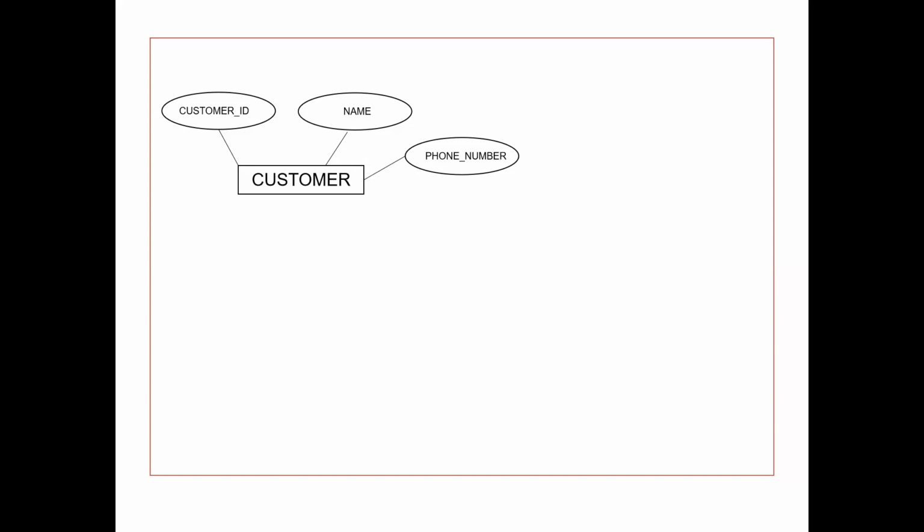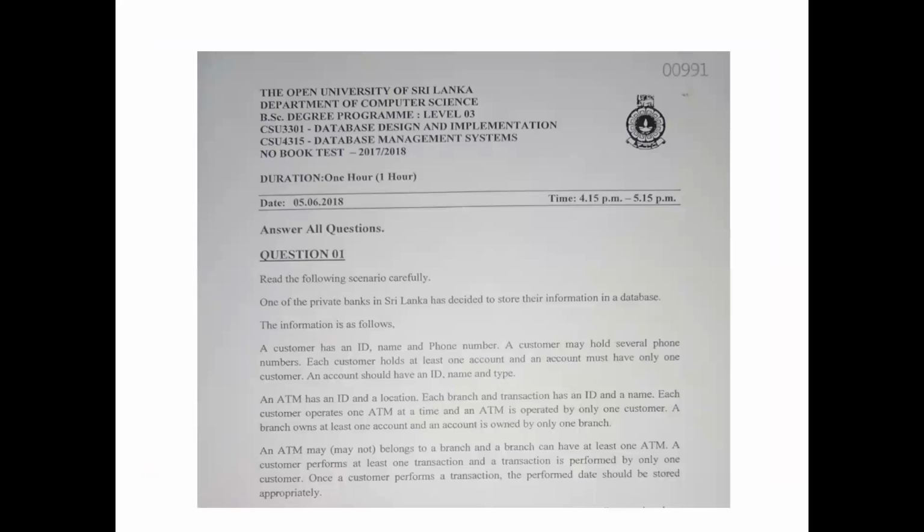Next, we have to identify the primary key. You know, the primary key is used to identify an entity occurrence uniquely. Therefore, the primary key for this entity will be customer ID. Let's continue reading.